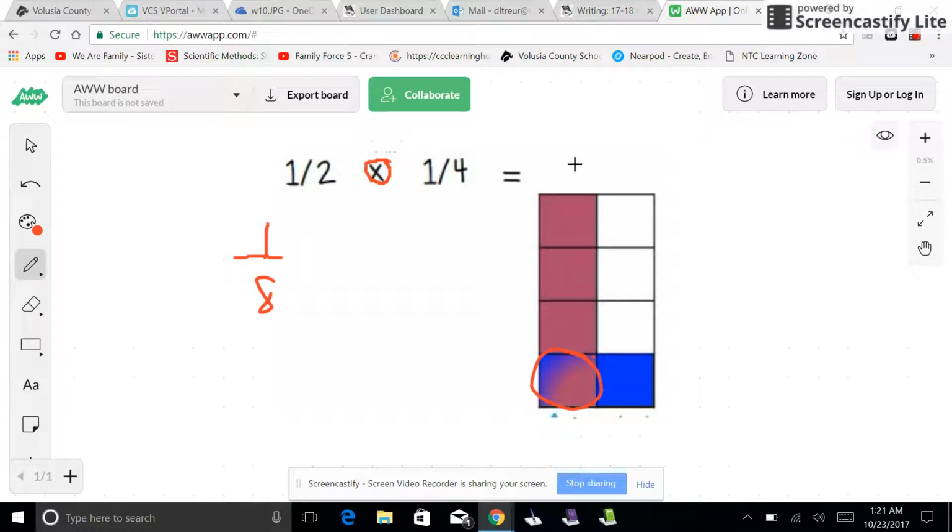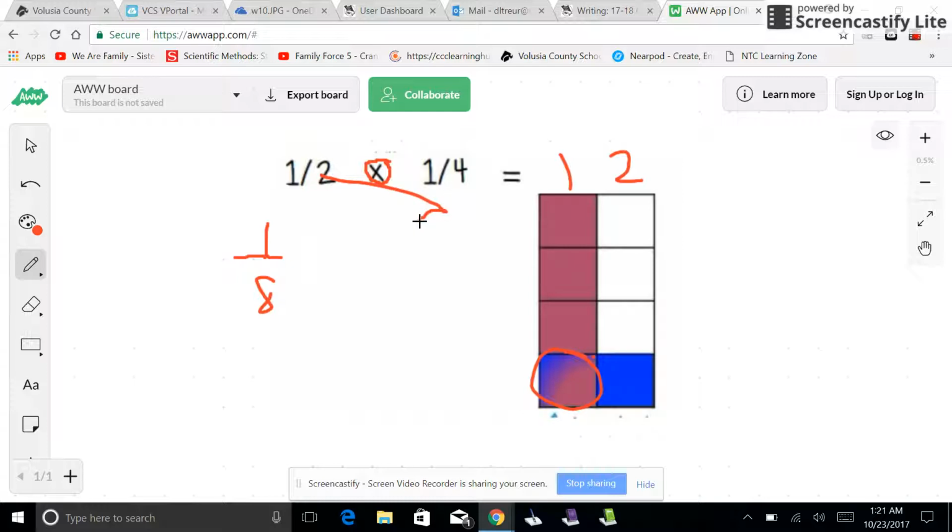Well, if we look at this and we look at the columns, we notice that there is one column here and there's a second column here. So we could say that one whole column is shaded in, and that's where they're getting the 1, and the 2 is how many columns altogether.